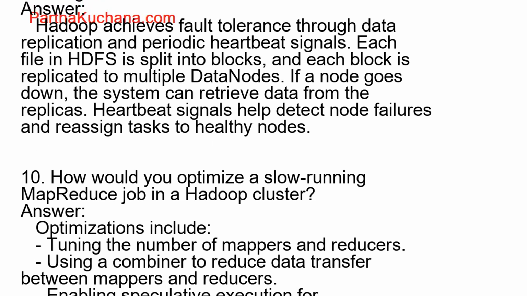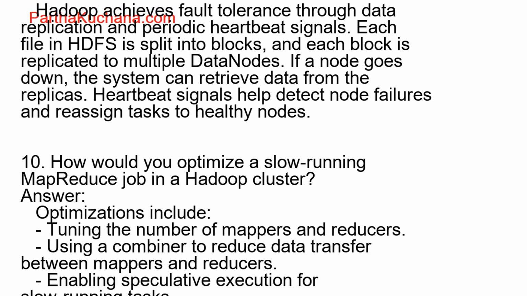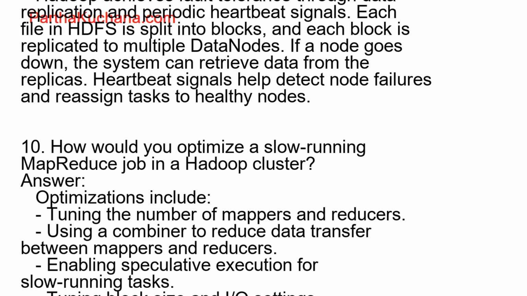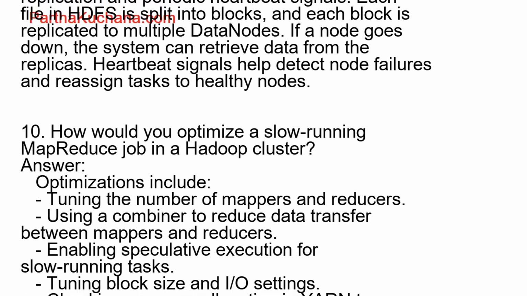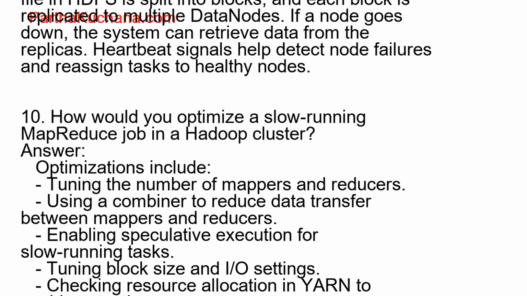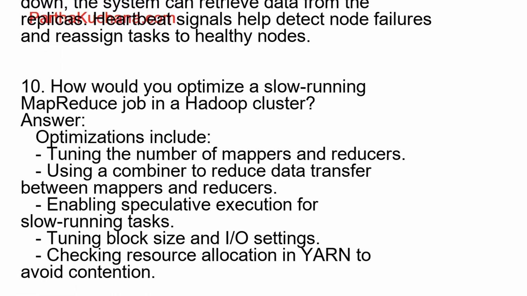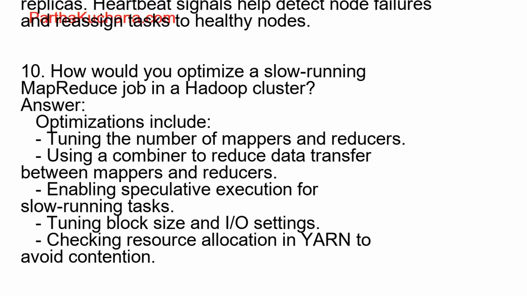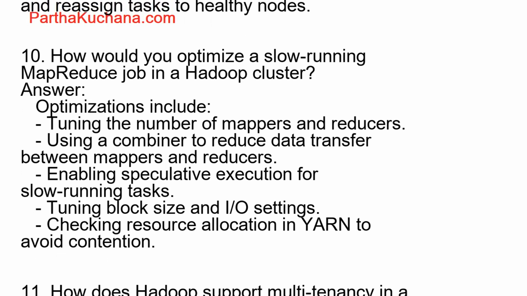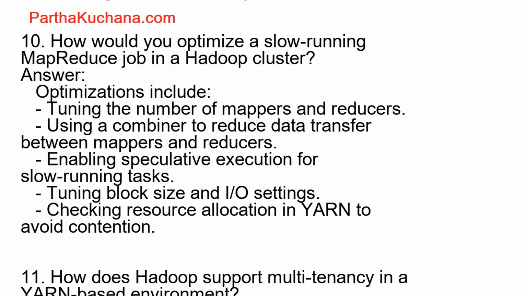Answer. YARN supports multi-tenancy by using resource queues with policies like FIFO (first in, first out), capacity scheduler, and fair scheduler. Each user or group can be assigned specific resource quotas, and jobs are scheduled based on available resources, while maintaining isolation between different users' workloads.